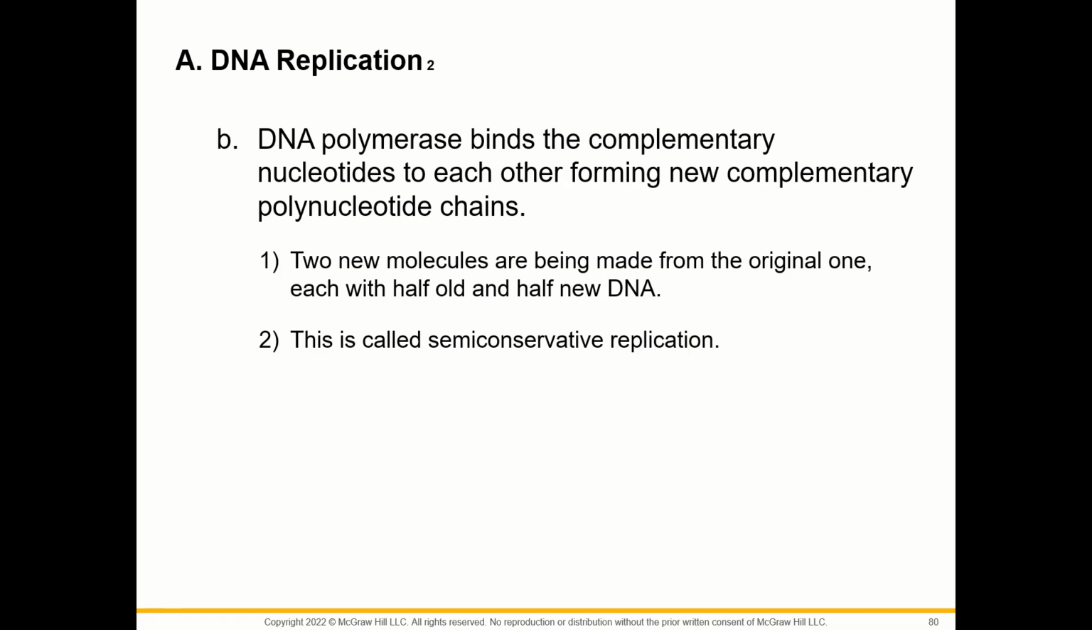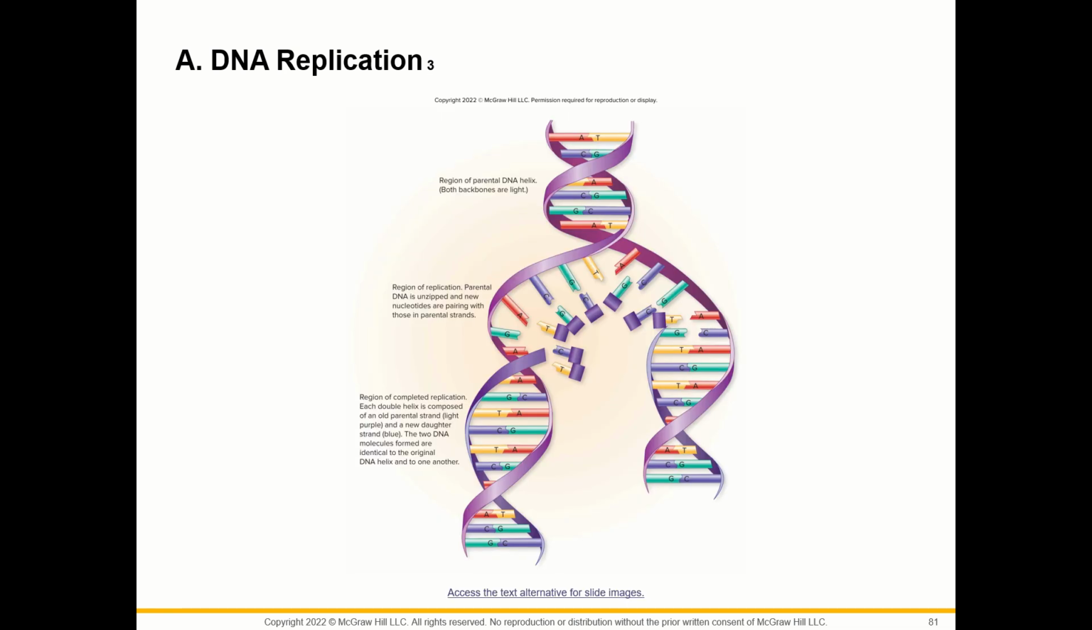DNA polymerases then bind the complementary nucleotides to each other, forming new complementary polynucleotide chains. And here, since we're building DNA, we're not going to have uracil in the mix. It's going to just stick with the A and T, G and C. So two new molecules are being made from the original one, each with half old and half new DNA. This is called semi-conservative replication, which you do have a question on in your study guide with the learning outcomes and all that.